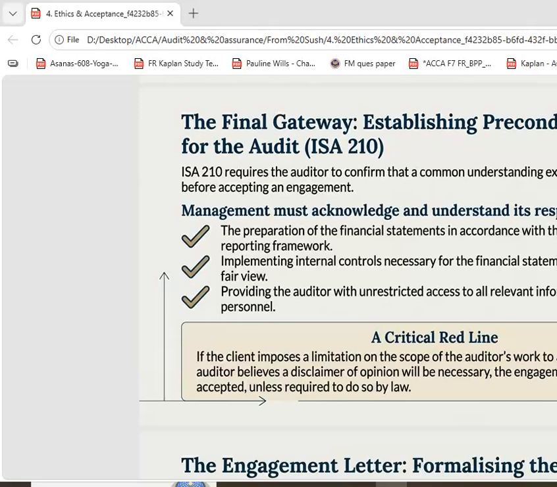Management must acknowledge and understand its responsibility for preparation of the financial statements in accordance with the applicable financial reporting framework, implementing internal controls necessary for the financial statements to give a true and fair view, and providing the auditor with unrestricted access to all relevant information, records, and personnel.